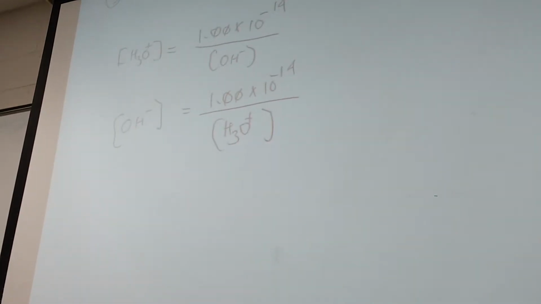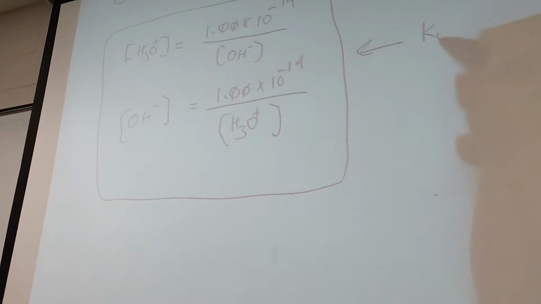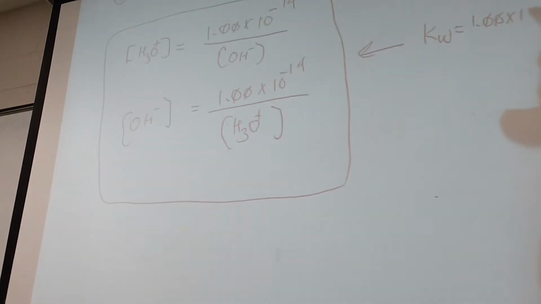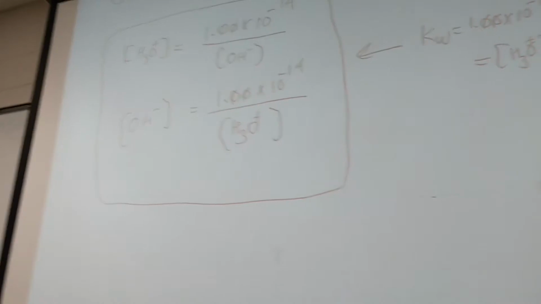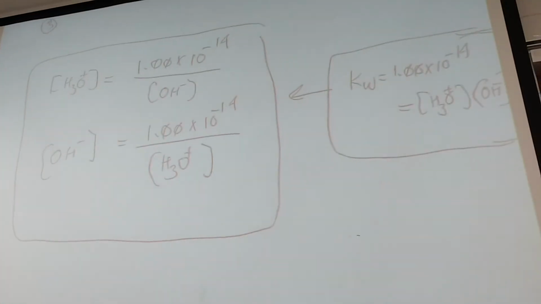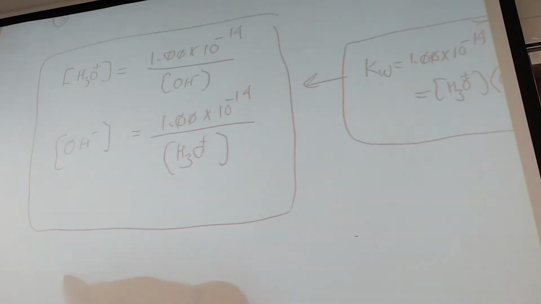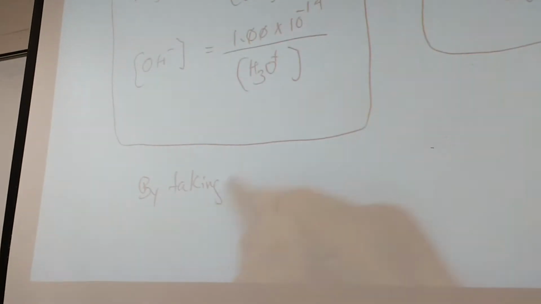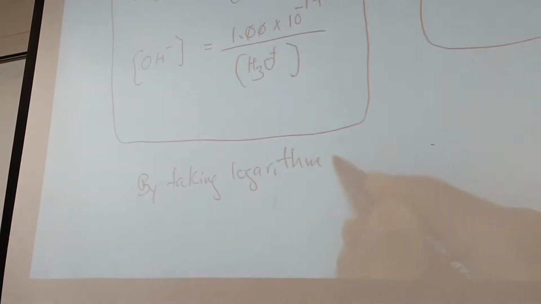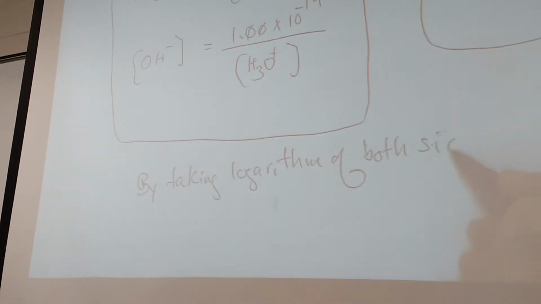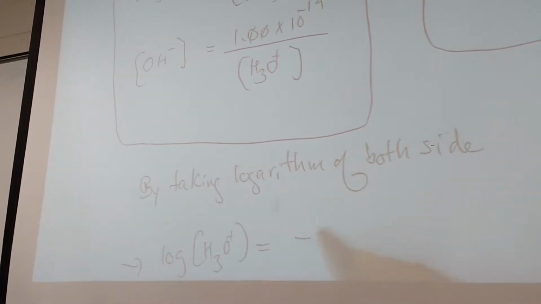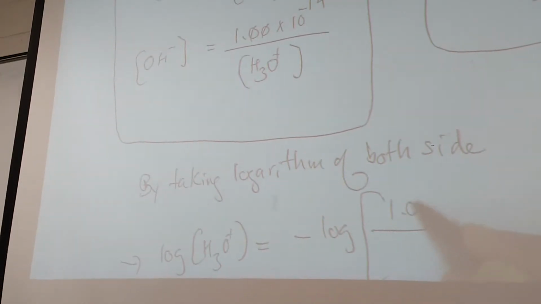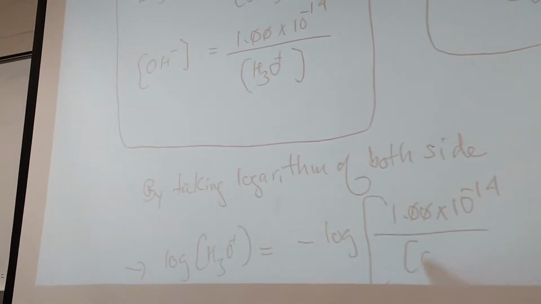And you have to memorize these, because they come from the major one, which is Kw, 1.00 × 10^-14, equal to H3O⁺ multiplied by OH⁻. So this is coming from this, and out of this you have those two, correct? Now, if I take the logarithm of both sides, say, for example, log of H3O⁺ is equal to log of 1.00 × 10^-14 over OH⁻.